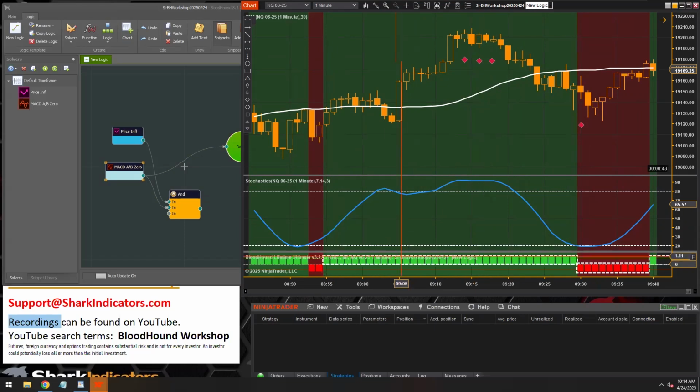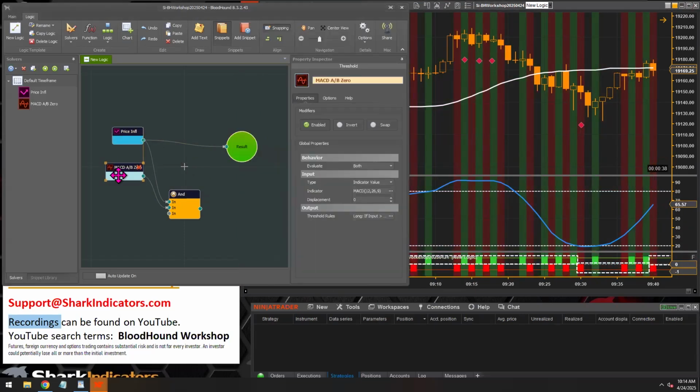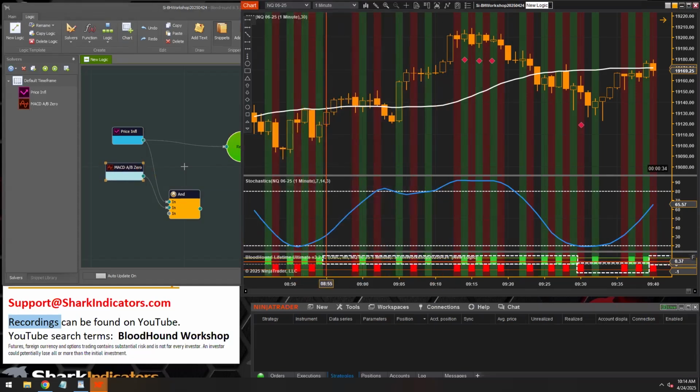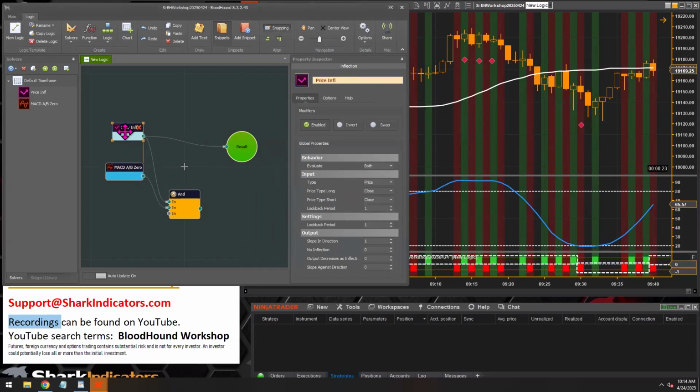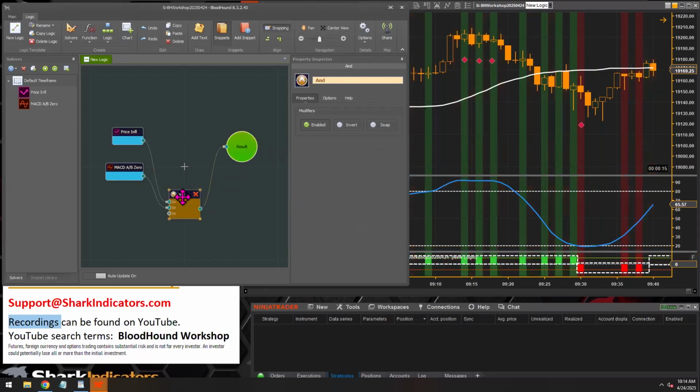There we go. Since our threshold solver only has a long output, we only get long signals or long outputs from the other solver. So both solvers have to agree to having a long output together or a short output together. That's what the AND logic node does.